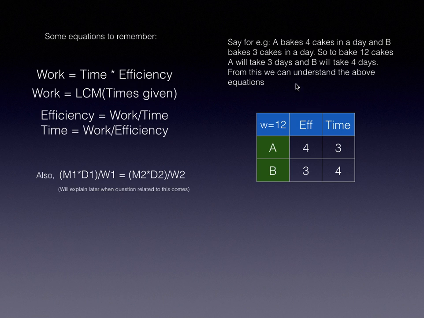I'll explain. Say, for example, A bakes 4 cakes in a day and B bakes 3 cakes in a day. So, to bake 12 cakes, A will take 3 days, right? Because in one day, A makes 4 cakes. So, in 3 days, A will make 12 cakes. And B will take 4 days because in one day B bakes 3 cakes. So 3 into 4, 12. Therefore, B will take 4 days.